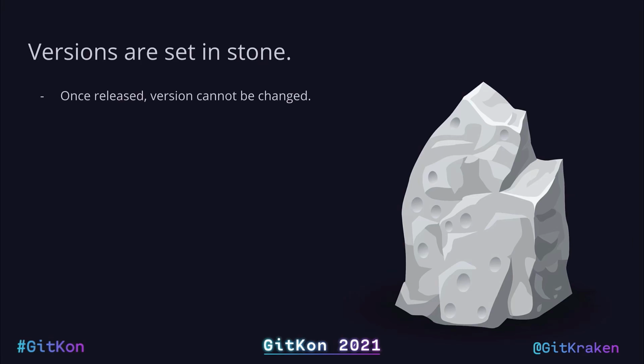So if you've released version 1.3.0, a minor release, and you realize you missed something, well, you can't add it to your Git repo and then re-tag that commit if you've released it to your production environment. What you have to do is any additional changes need to be a new release.